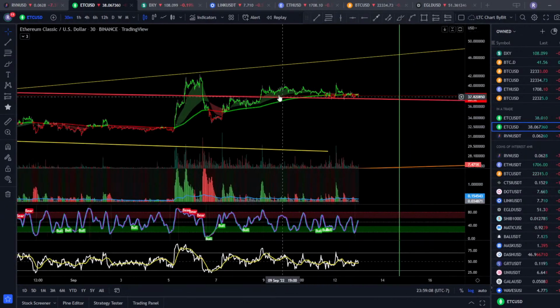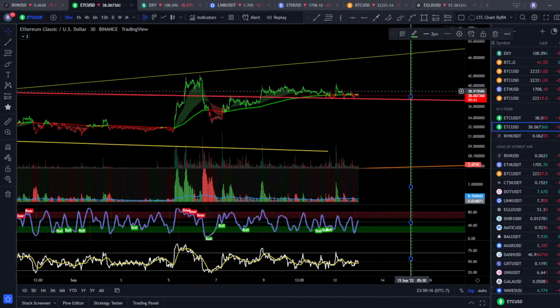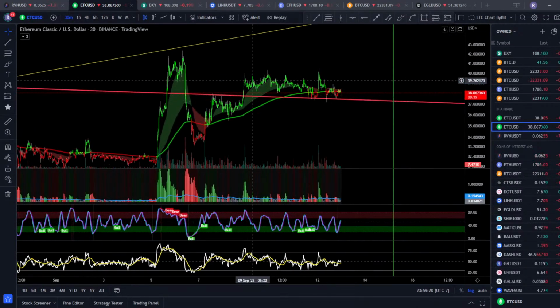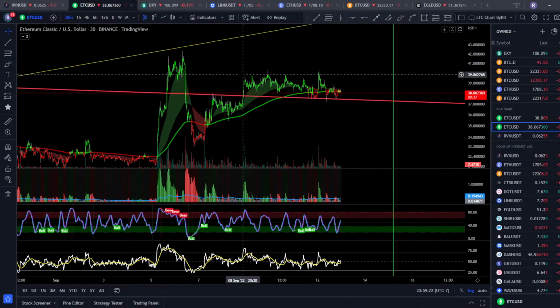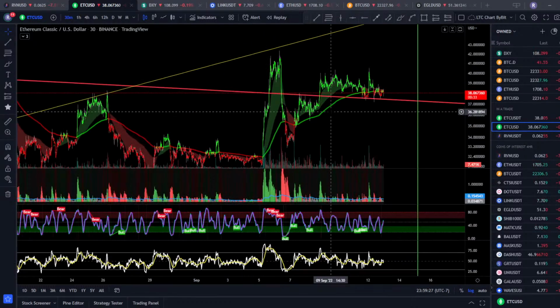It just looks like it wants to move sideways all the way up until the merge, which says September 14th, so somewhere around here. Whenever the merge happens, look at that. It is just staying within this tiny range here, $37 to $40. That's what I've got for Ethereum Classic.